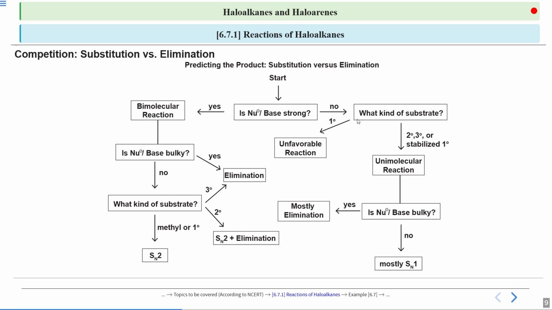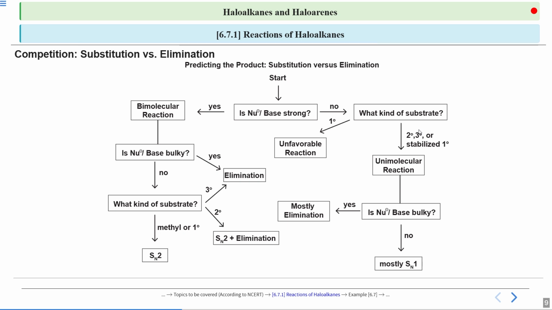Now let's move through the no direction. If your nucleophile or base is not strong, you will look at your substrate. If your substrate is primary, we have two bad conditions: your nucleophile is not a strong base, and your substrate is also primary. Then an unfavorable reaction will happen, which means there will generally be no reaction. Okay, so this is the case.